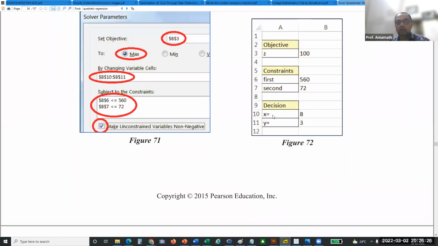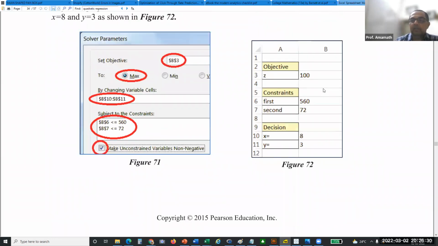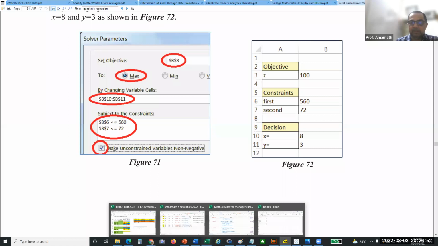And I say, I should get the answer as, what is my profit? 100 should come here. So that is the objective I want to achieve. First constraint 560, 72. So decision variables, it varies. So okay, so 8 and 3 will come. So this is the internal calculation it will do. Let's see if we will get the same result.